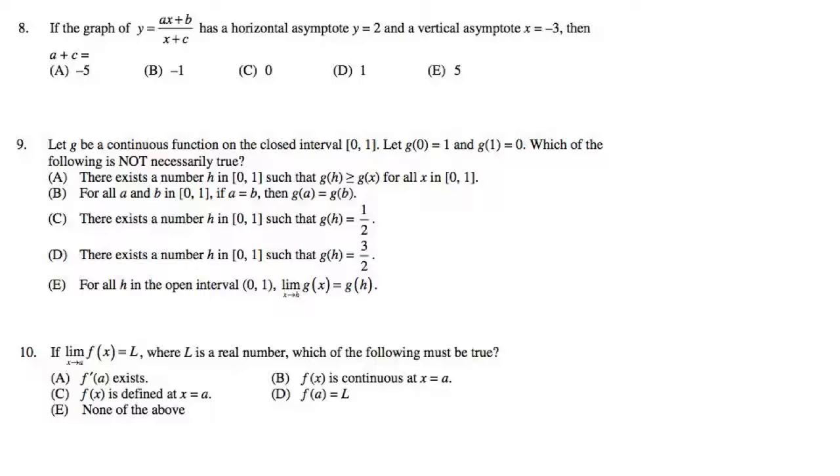For number 8, we have to remember what all of this asymptote information implies. Usually the first one to try to conquer would be the vertical asymptote, because that comes from setting the denominator equal to 0. So a couple of ways you could set this up. Take your denominator that you're given, set that equal to 0, and see that x equals negative c, but you're also told that x equals negative 3. So negative 3 would have to equal negative c. So we now know that c is 3.